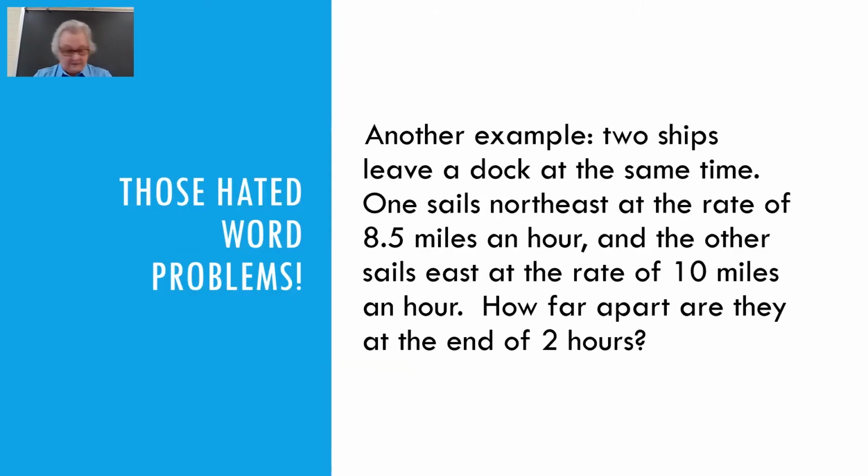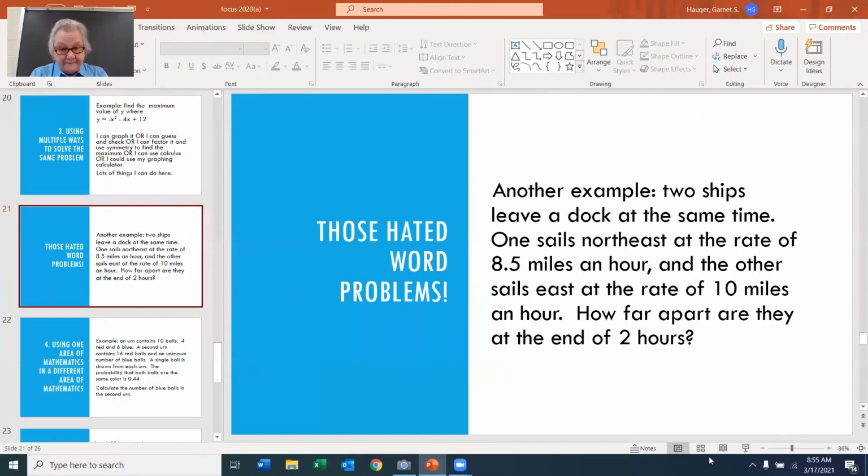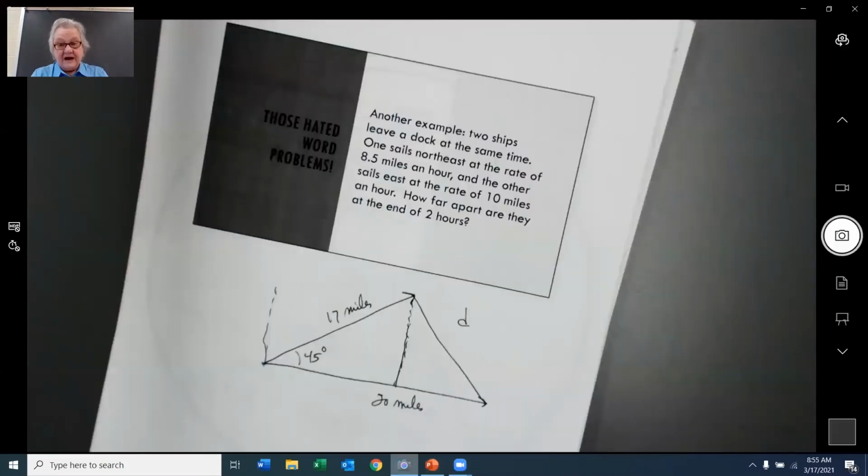Here's another example. I actually drew this up ahead of time. And I know you all love these kinds of problems. 2 ships leave a dock at the same time. One sails northeast at a rate of 8.5 miles an hour, and the other one sails east at a rate of 10 miles an hour. How far apart are they at the end of 2 hours? Well, I drew a little picture here that might help.